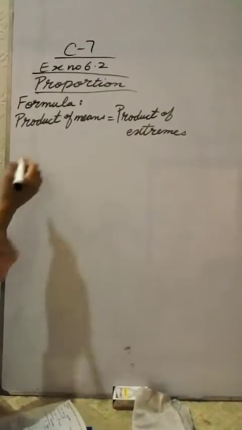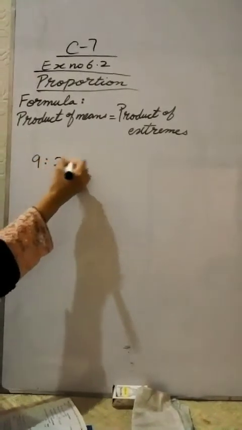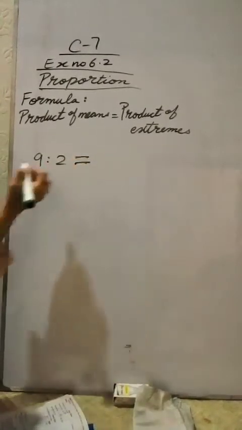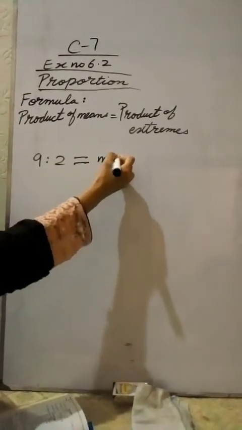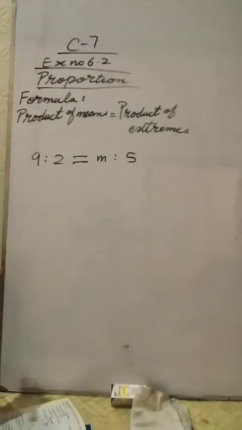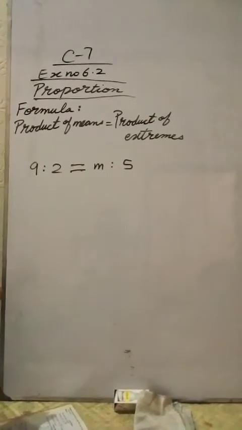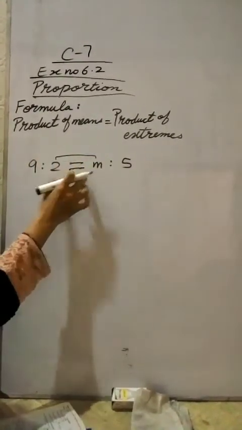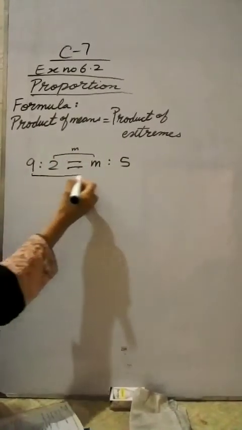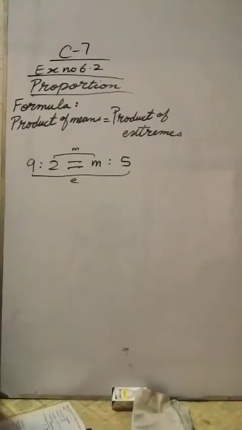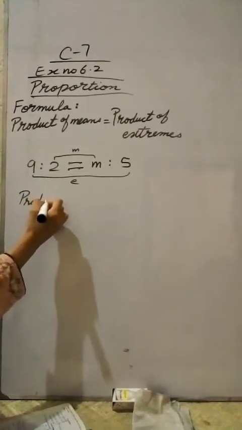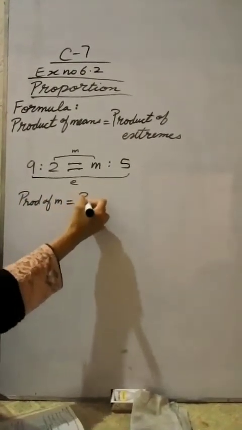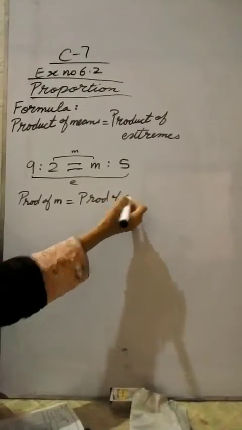Let's see, the next question is 9 ratio 2, then we have the equality sign, then m ratio 5. First of all, identify what the means and what the extremes are. Centralized values are called means and starting and ending values are always called extremes. Write your formula. Product of means is always equal to product of extremes.